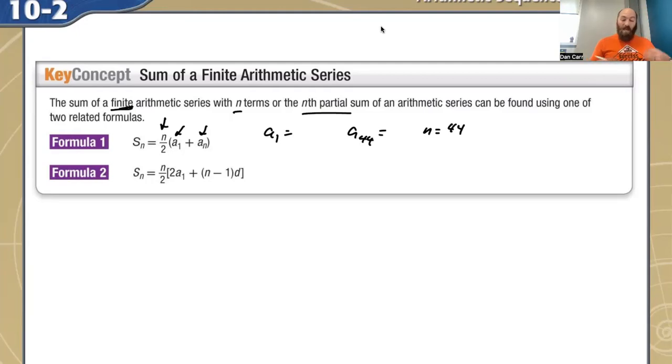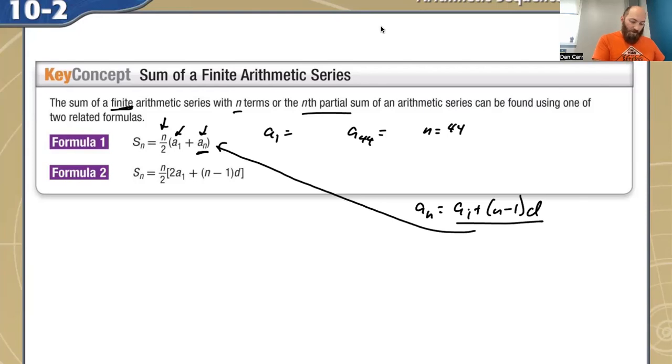The other formula is basically rewriting a sub n in terms of a sub 1. Since a sub n is equal to a sub 1 plus n minus 1 times d, I can take this and plug it in here, and that's what comes out with this. What's nice about the second formula is that if you know the number of terms and the first term, that's all you need. You don't need this information here. So that's where the second formula comes from.